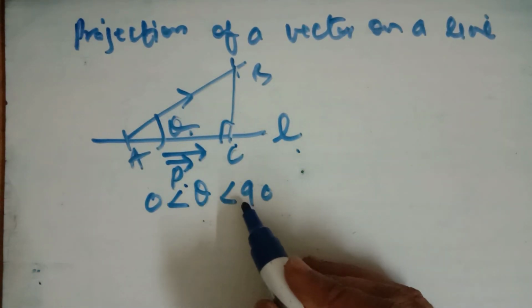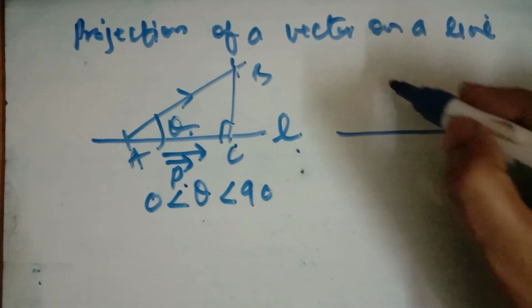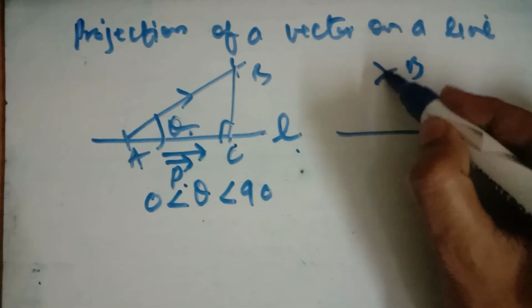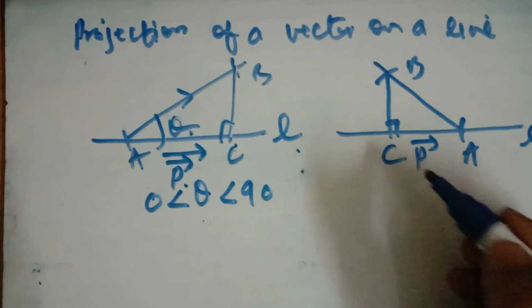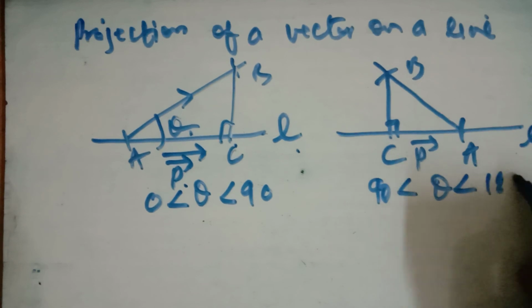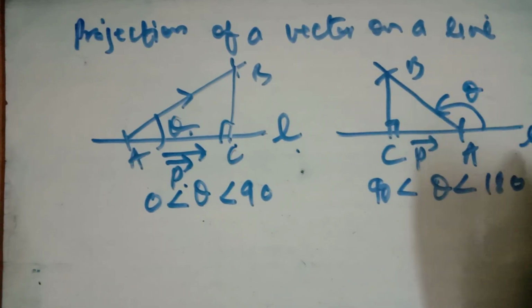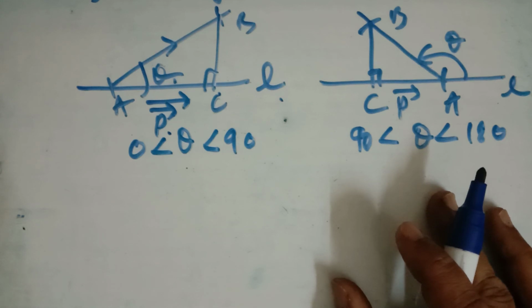Now if I take the angle from 90 to 180, then with the line L, the vector AB will be this, perpendicular to this, and this vector P, this is A, and theta here is greater than 90 and less than 180 degrees. So this is the angle made by the vector with the line L. Let us take the angle more than 180 and less than 270.